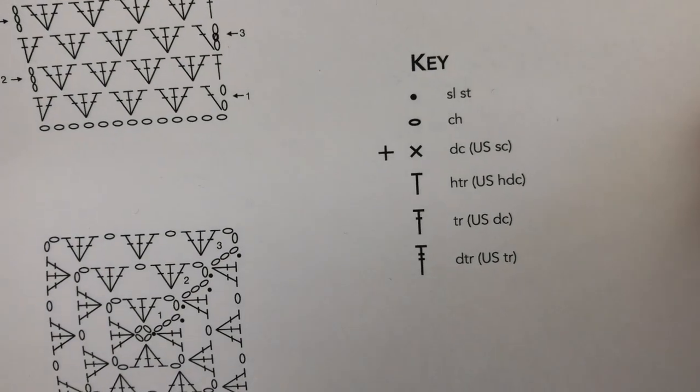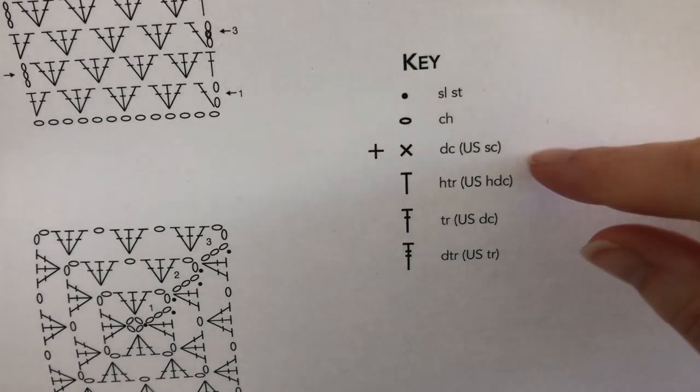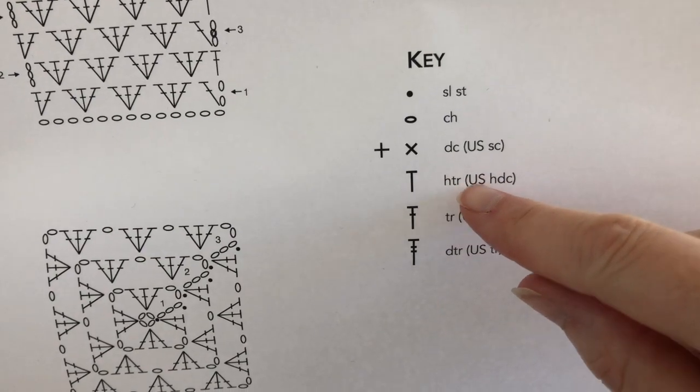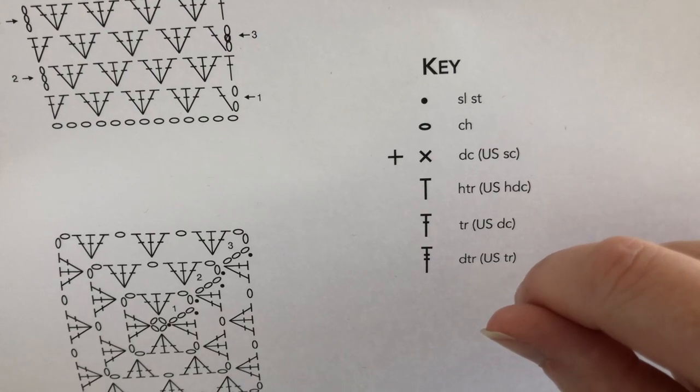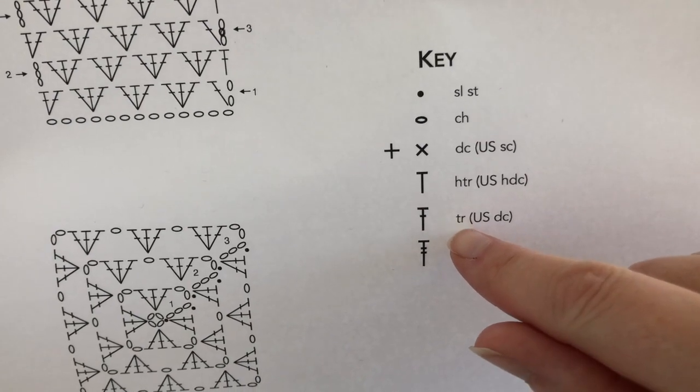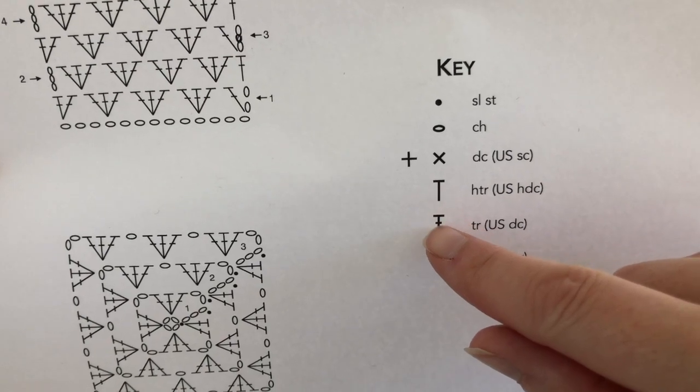And then most of the rest of the symbols are like capital T's. So a half treble or a US half double is just like a capital letter T. And then the most common, the treble or US double, is a capital T, and it's got a little bar across.